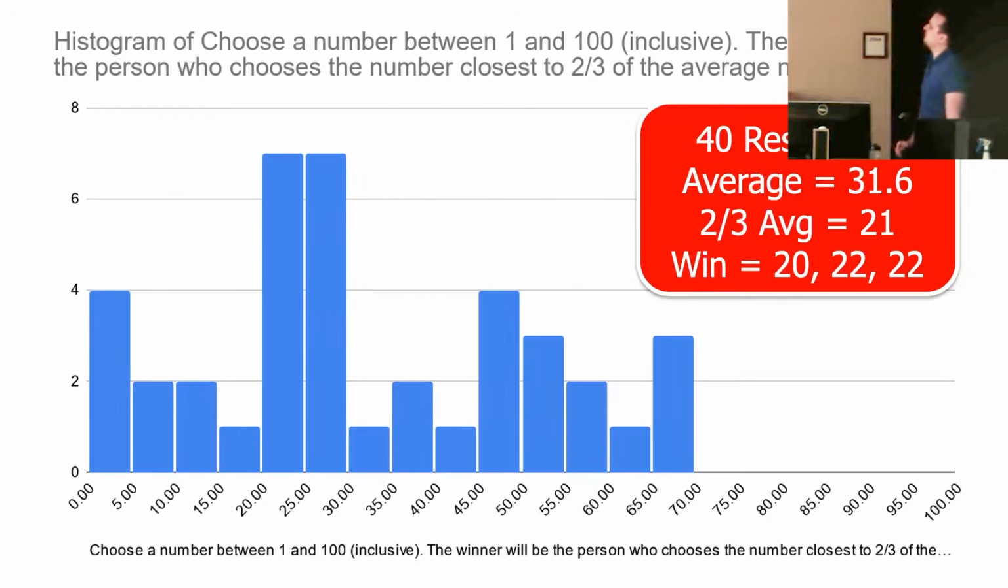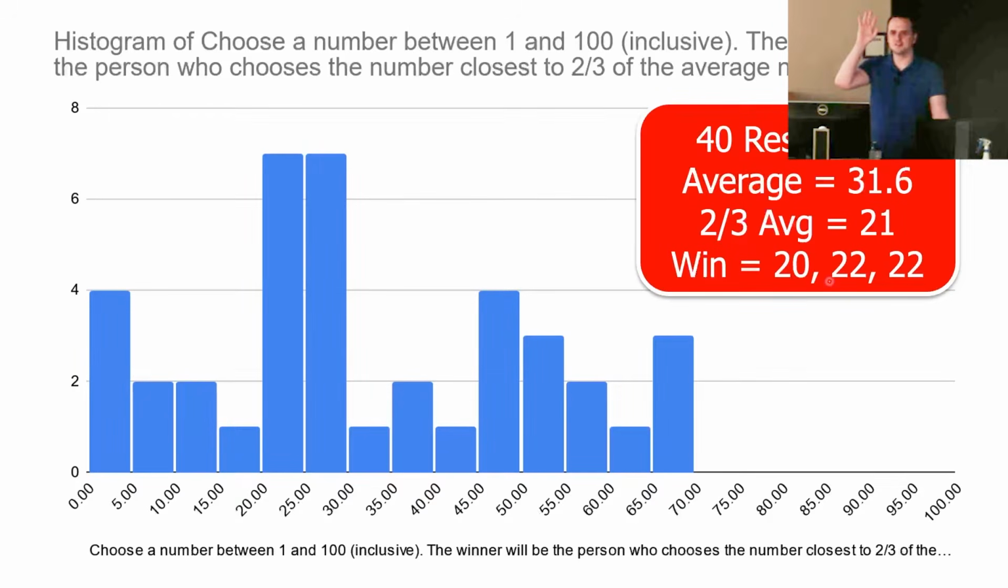So I made up this little histogram. And as of about an hour ago when I made this, there were 40 responses, which is awesome. That's the most responses I've ever gotten. That's about half of all the students enrolled in the course. Thank you for that. So the average was 31.6, and 2/3 of the average rounded to the nearest integer was 21. So it was about 21.05 or something like that. That means there were no 21s chosen, but there was a 20 chosen and two 22s chosen. So if you are one of those 3 people, just put your hand up real quick.